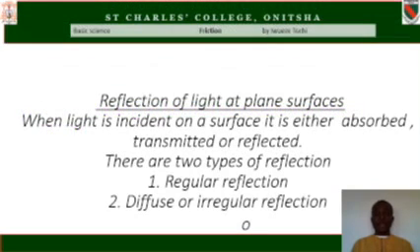Now let us go into the lesson proper. Reflection of light at plane surface. When light is incident on a surface, it is either absorbed, transmitted, or reflected. Reflection is simply the reappearance of rays of light when it is incident on a plane surface. Types of reflection. We have two types of reflection: regular reflection, and diffuse or irregular reflection.